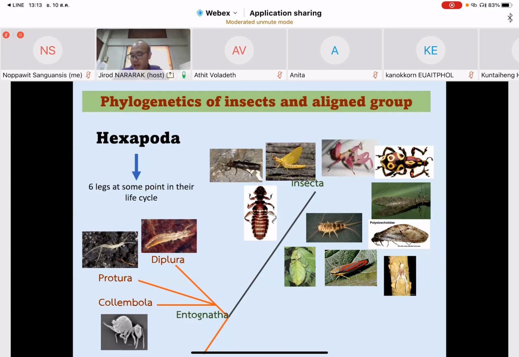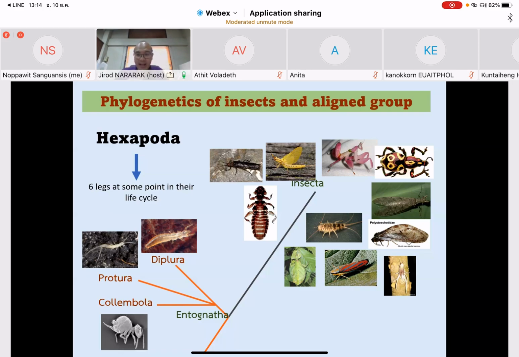They are divided into subclasses: subclass Entognatha and Insecta. The subclass Entognatha has three orders: Diplura, Protura, and Collembola. What does Entognatha mean? Ento, En means inside, something like that. Gnatha means face or mouth, something like that.